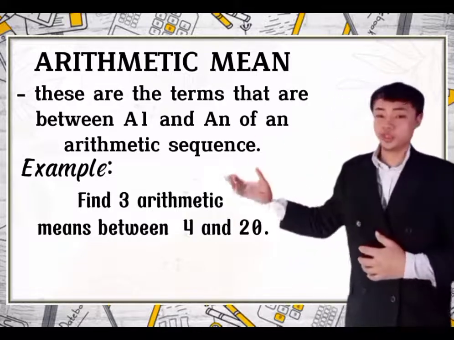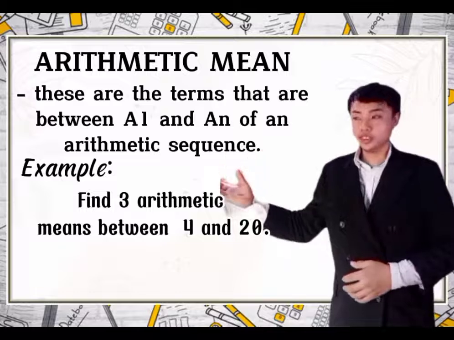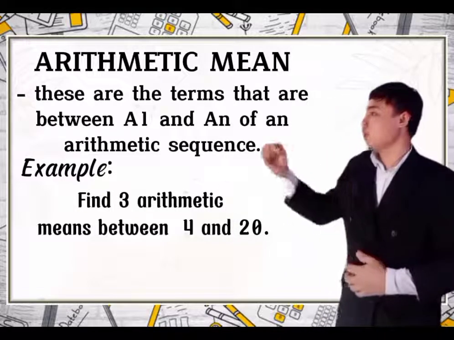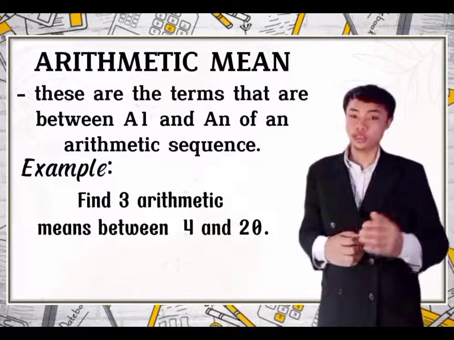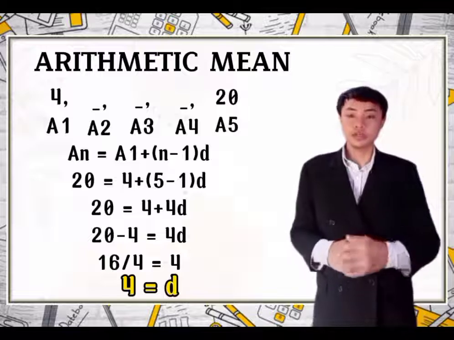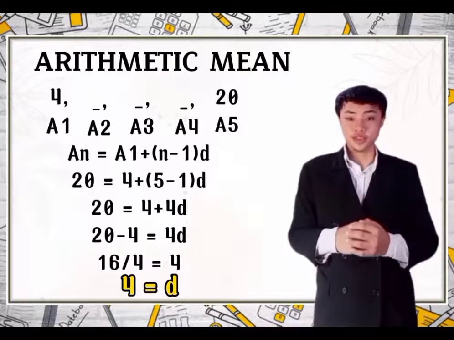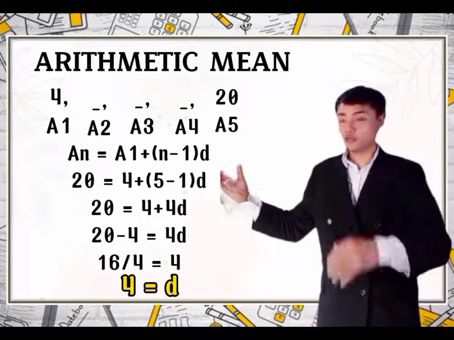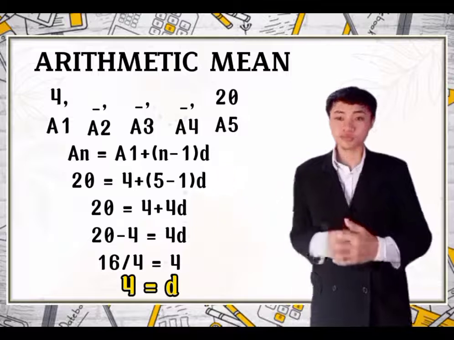When we say arithmetic mean, these are the terms that are between a sub 1 and a sub n of an arithmetic sequence. Example, find 3 arithmetic means between 4 and 20. Since we must insert 3 numbers between 4 and 20, that means there are 5 terms in the arithmetic sequence. Thus, for a sub 1, we have 4, and for a sub 5, we have 20.